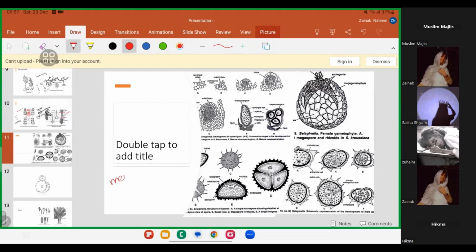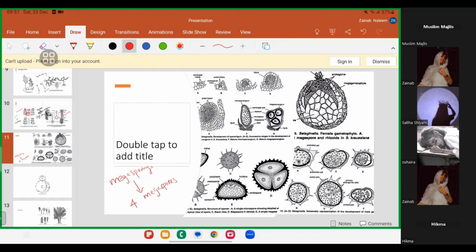From the megasporangium, we get four megaspores. Usually the female produces only one egg, right? But here we produce four megaspores. Sorry, this is not the egg part. This is the sporophyte stage, right?